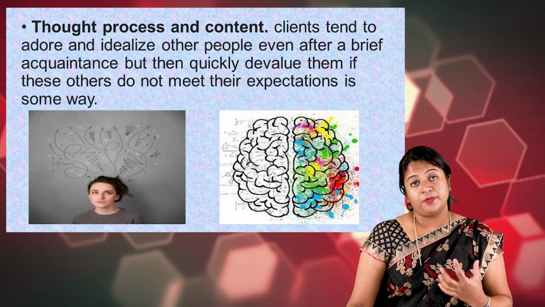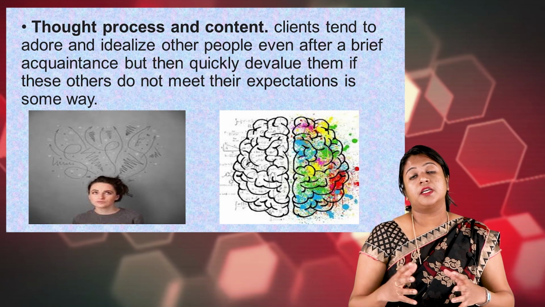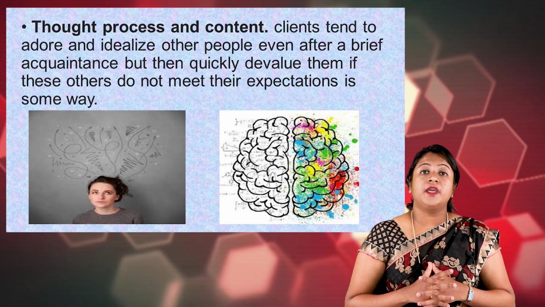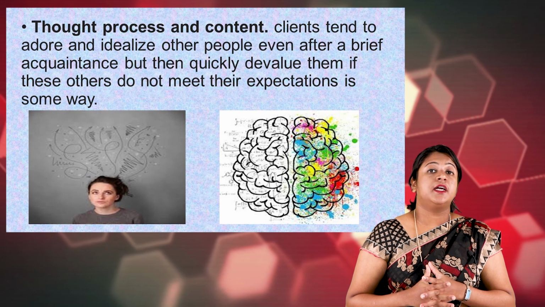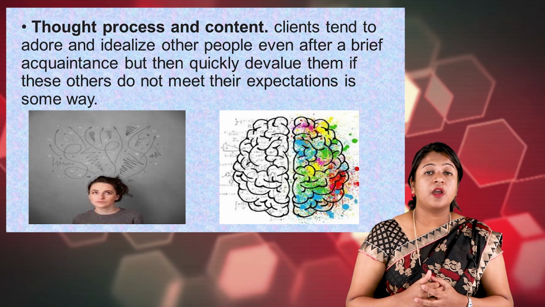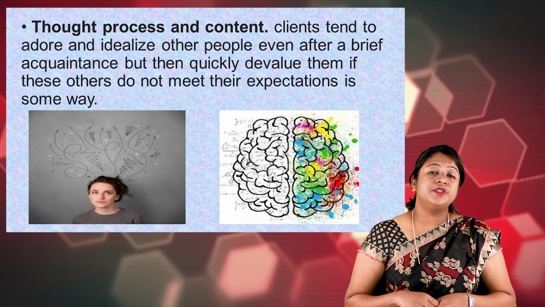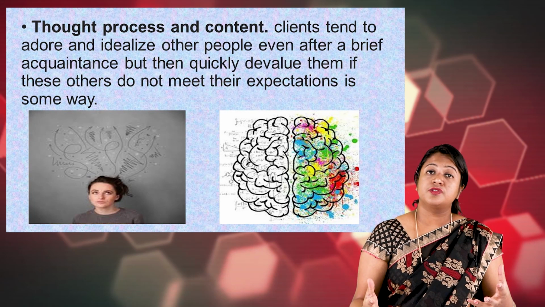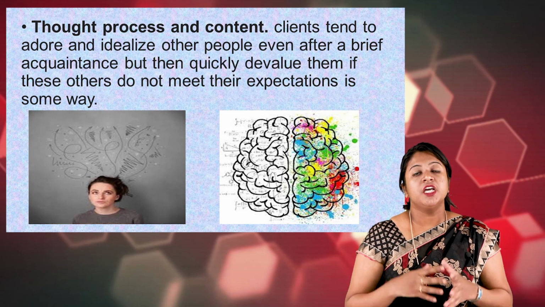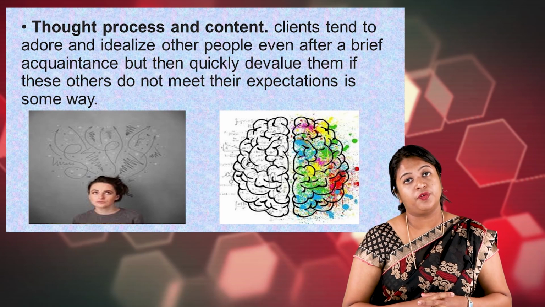So what about the thought process as well as the content? If you take the thought process, the client may have a split in the thought process, wherein you can note that the other person will have very little acquaintance with the client, and they also devalue others, saying that the other person is not meeting his or her expectations, right? So these are the disturbances that you can note in the thought process or the content of the thought.